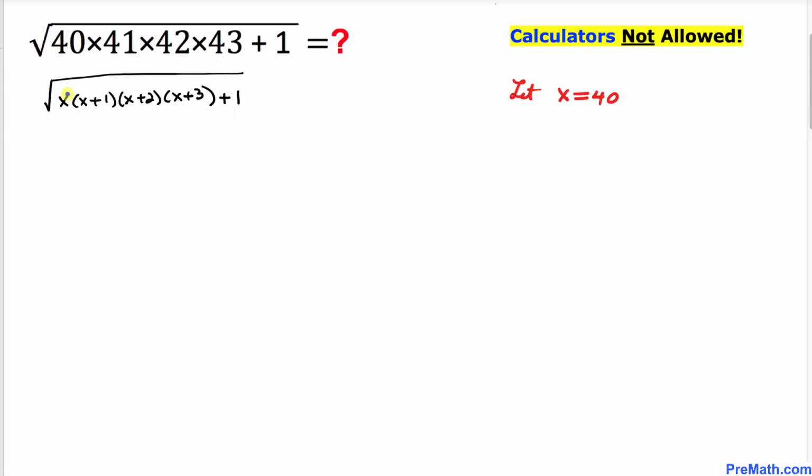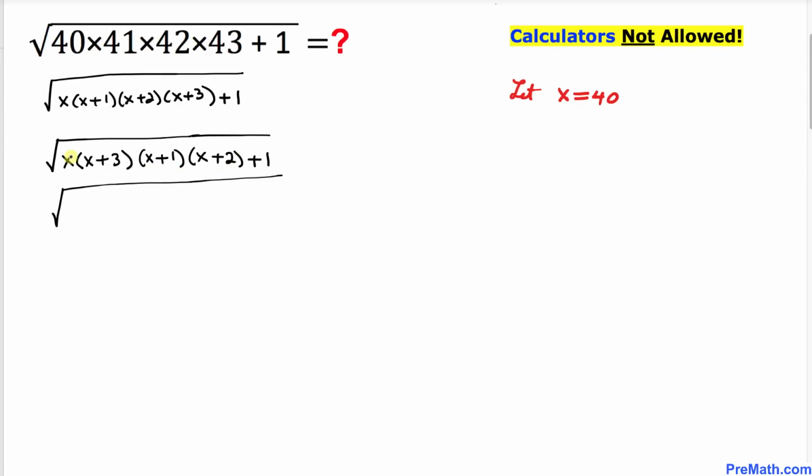And now let's go ahead and rearrange this one. I'm going to combine x and x plus 3, and x plus 1 and x plus 2. Here I have combined x times x plus 3, and here x plus 1 times x plus 2. Now let's multiply these first two factors and then the next two as well. So let's distribute these. We're going to get x squared plus 3x for these first two.